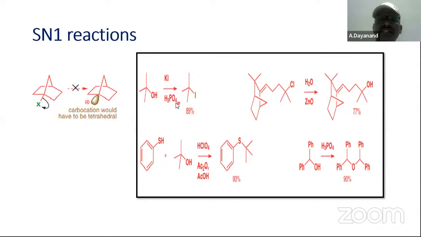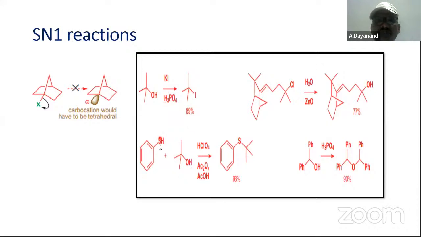Why is this H3PO4 required? Because H3PO4 is going to protonate this one for the removal of this H2O, and finally the cation is formed. That is why it is an Sn1 reaction.